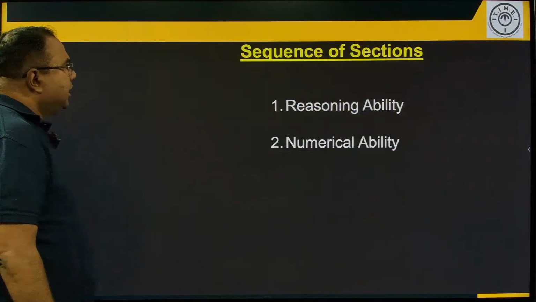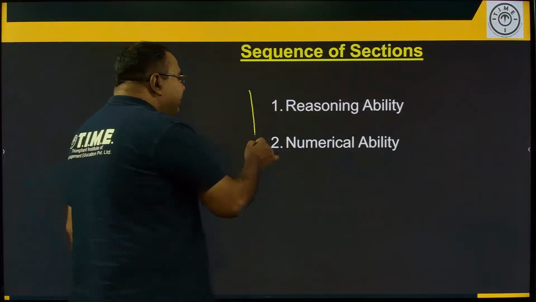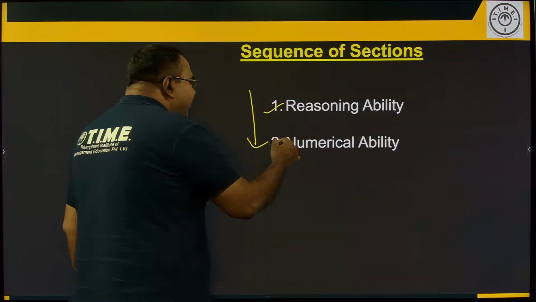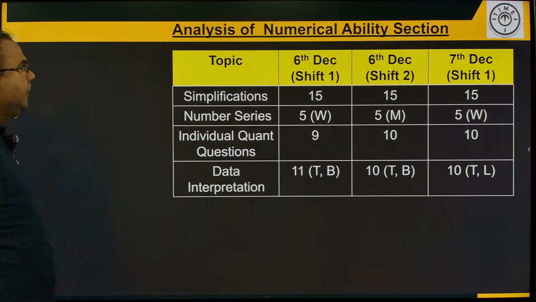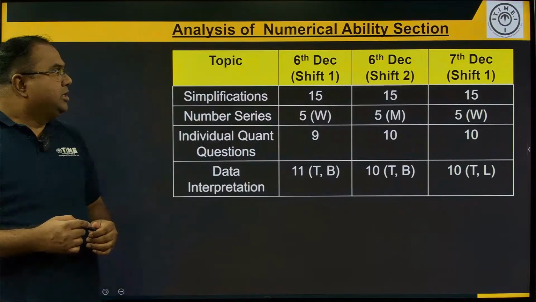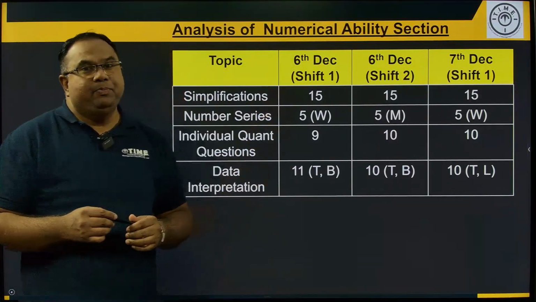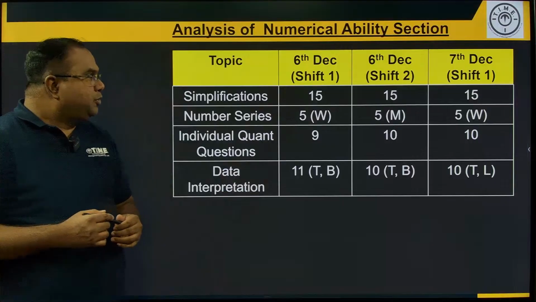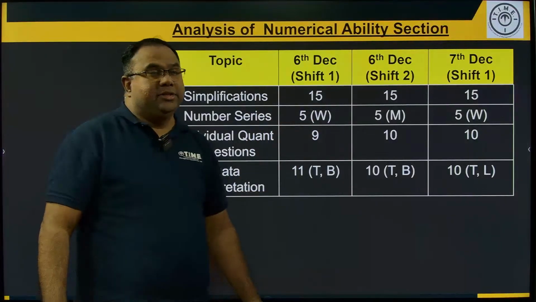Okay, this is the order of sections. So the exam started with reasoning ability followed by numerical ability. This is the analysis of 3 slots: 6th December shift 1, 6th December shift 2, and 7th December shift 1, right? So exams were conducted in various slots also. We are talking about these particular 3 slots, right?